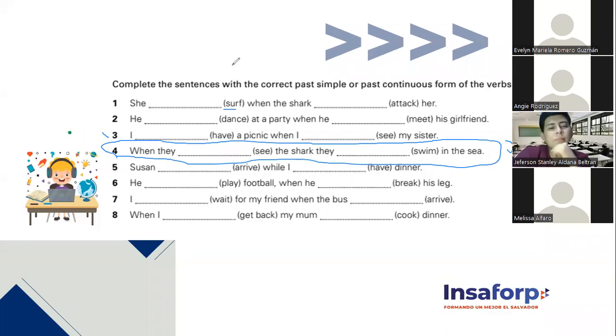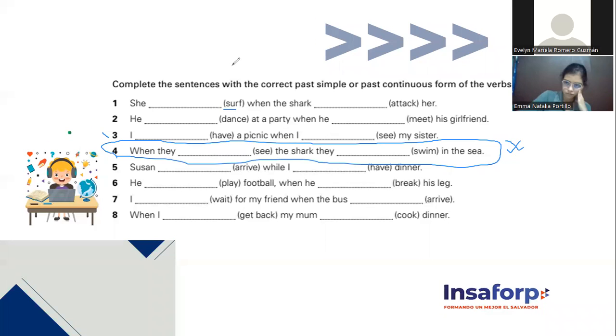He was playing football when he broke his leg. Exactly. Very good. He was playing football when he broke his leg. And that was so painful, I think. And number seven, let's see. Raise your hand, please. Number seven, what is it? Thank you, Francisco. Share it with us.